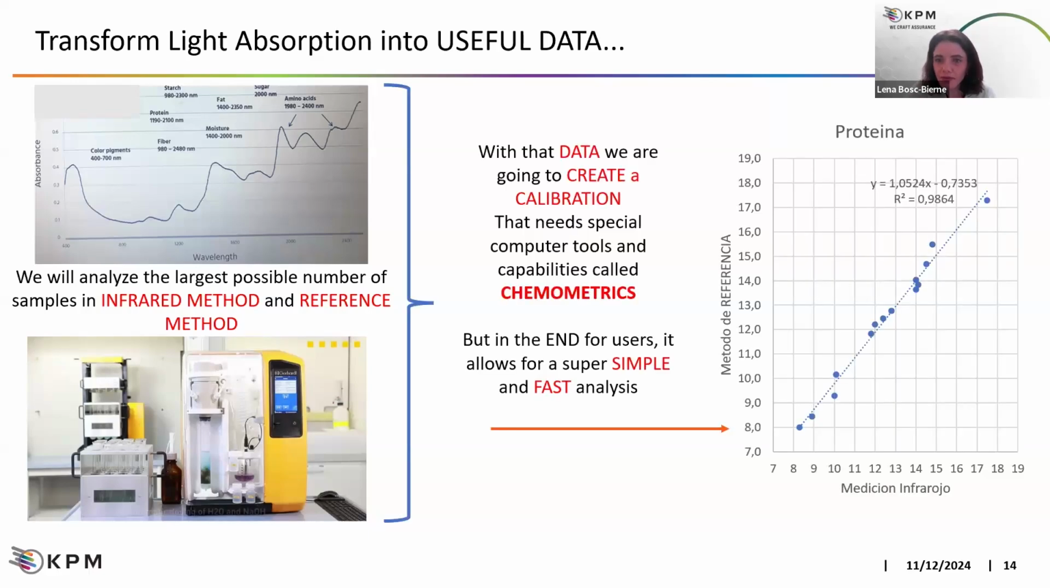And with that data, with the reference data and the NIR spectrum obtained for all the samples, then we can create what is called a calibration, that needs specific computer tools and capabilities called chemometrics to be designed. But in the end, for the users, that's just very simple. You analyze your sample and you have a result displayed. Very simple, very fast. Game changer for our business.